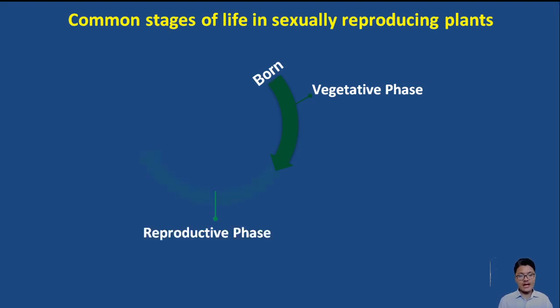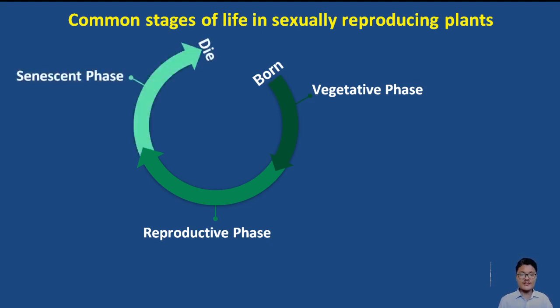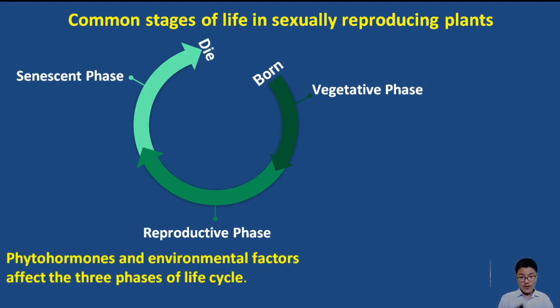They hardly reproduce. After attaining the reproductive phase, plants flower and then they reproduce. Once they attain the senescent phase, they hardly reproduce. Senescent here refers to aging, old age. So during the phase of senescence, they hardly produce flowers, they hardly reproduce, and finally they die. For these different stages to occur, phytohormones, hormones in the plants, and environmental factors affect changes in these different stages of the plant life.